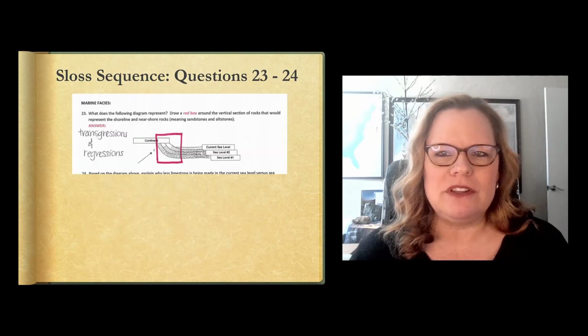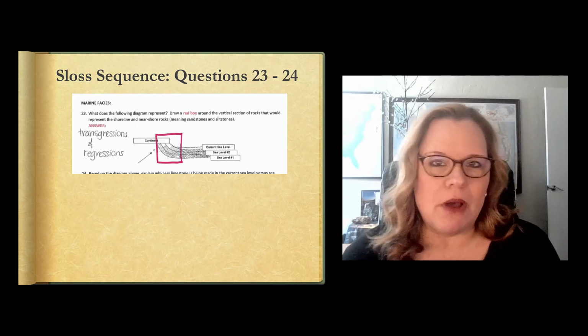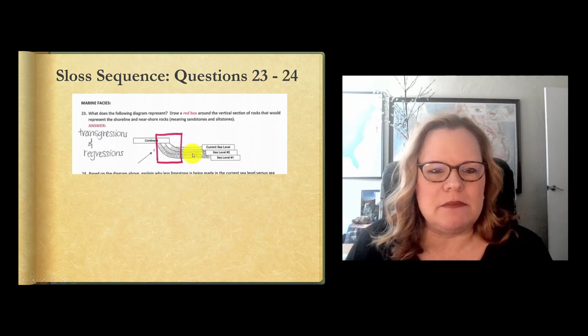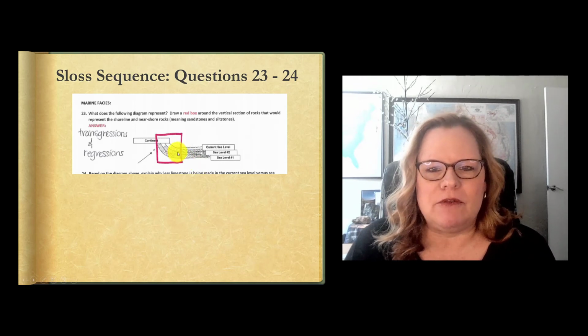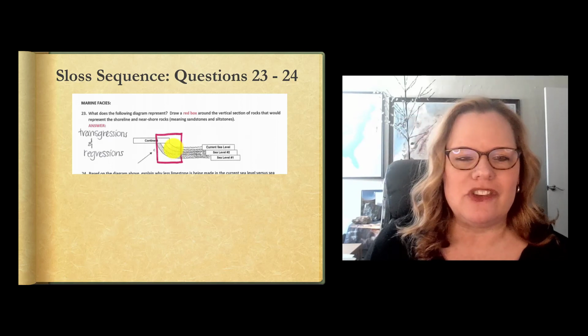As you get into questions 23 and 24, I'm not confirming this person did it right, but this is what the red box would look like. So you're taking a section and you're going to explain to me what that segment represents of each sea level 1, 2, and 3. This should look like a diagram you're familiar with from physical geology.